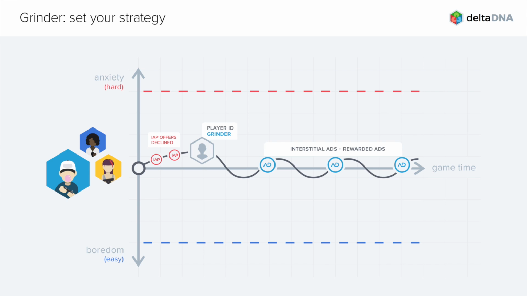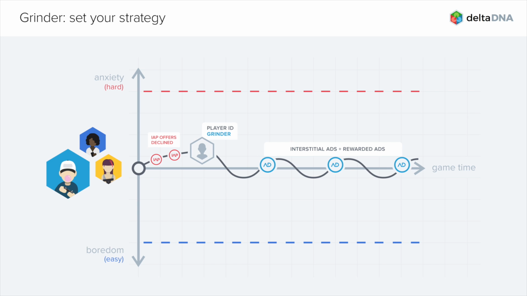But a moderate amount of interstitials combined with rewarded ads seems like a sensible way to monetize these guys. And actually, some of the campaigns that we've run using the platform, the grinder segment responds really well to that monetization treatment. So we've got a different segment of players, different attitude to the game, different level of competency, and a different monetization mechanic. So one of the neat things about the DeltaDNA platform is that it makes the analytics guys and the marketing guys self-sufficient.